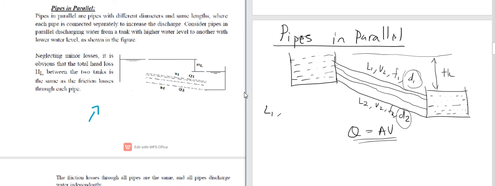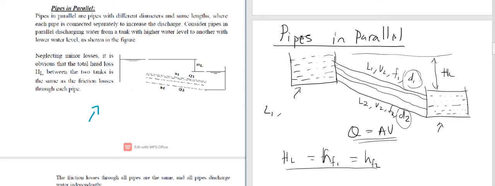I forgot to mention that when two pipes are not in the same level, like when two tanks are not in the same level, this is tank A, tank B, the difference in their levels is HL. That could be said as the total head lost. So HL, the total head lost, is equal to the friction loss HF in pipe 1, and is also equal to the friction loss in pipe 2, HF in pipe 2. HL is equal to HF1 and is equal to HF2.